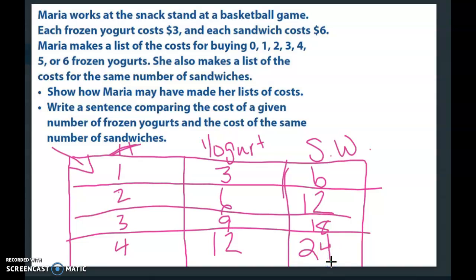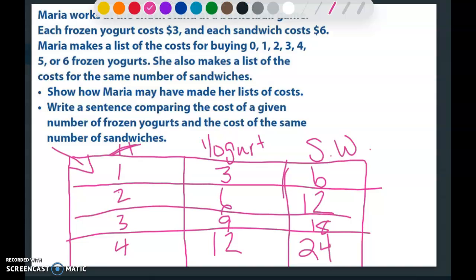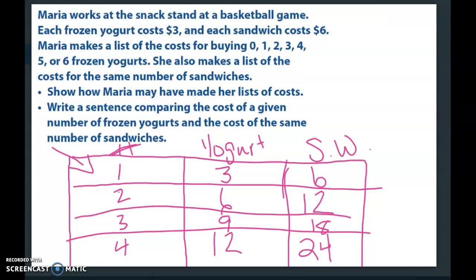So that's part 1 of the word problem that we're looking at, which is creating a table, putting the data in the table, and now the second part is analyzing the information. I'm going to change the color of my pen. So what do you notice about 1 yogurt and 1 sandwich? What's the relationship between 3 and 6? Is that the same relationship between 6 and 12?